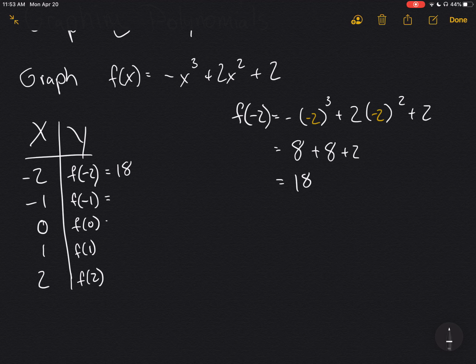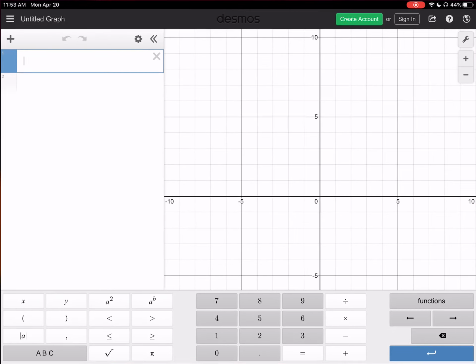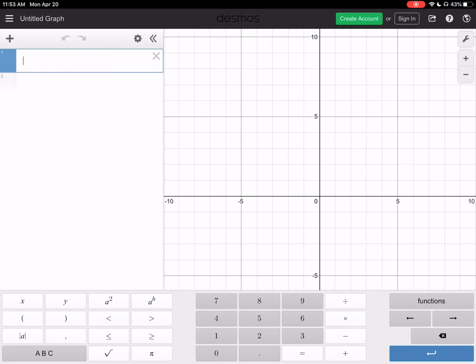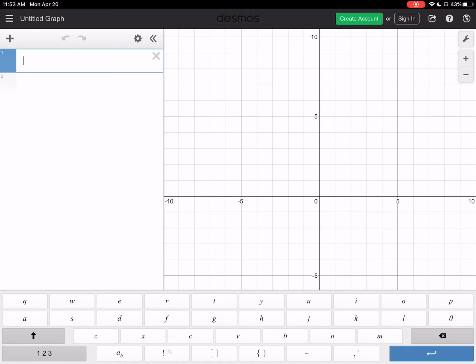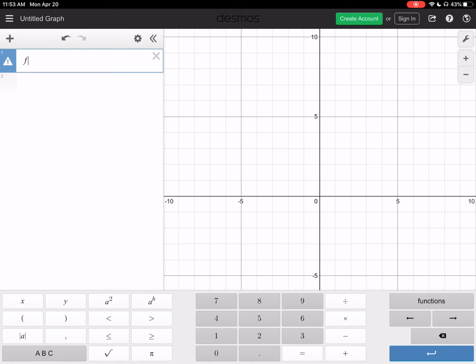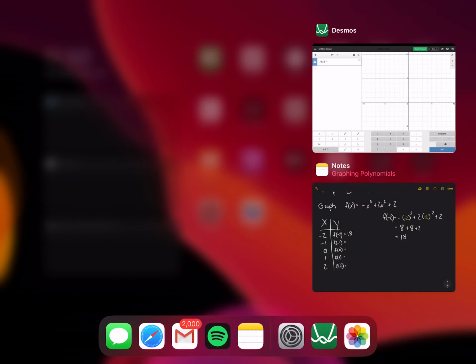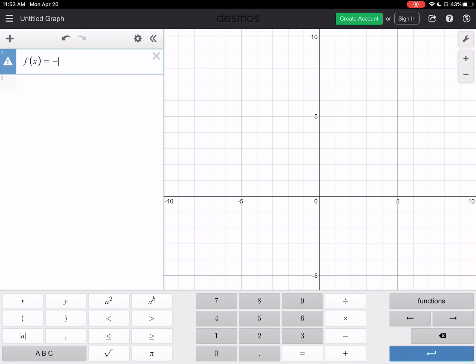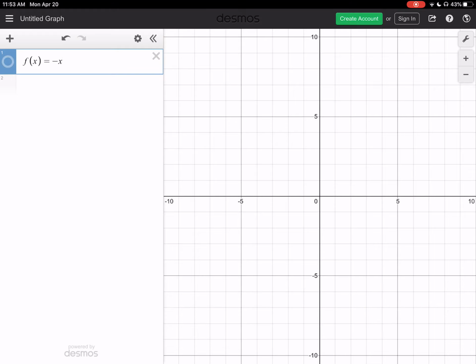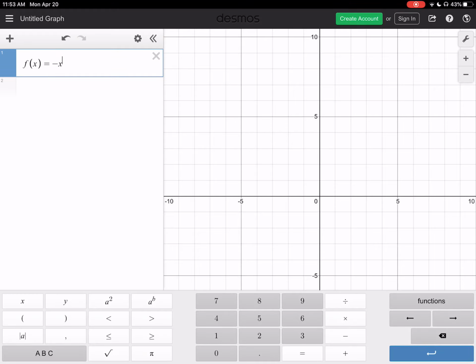I'm not going to show the rest of these, but we could go over to Desmos and build a little chart. So let's do f of... nope, sorry. And we're going to raise that to the third.